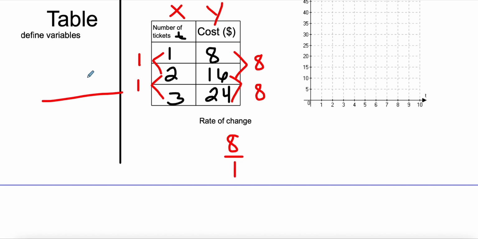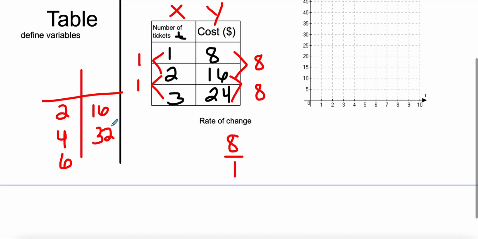Let's just look at a quick example of what happens if I did 2, I'd get 16. Let's make the x go up by 2 this time. So 8 times 4 is 32. And let's make it go up by 6. 6 times 8 is 48. I just want you to see how the rate of change is the same.